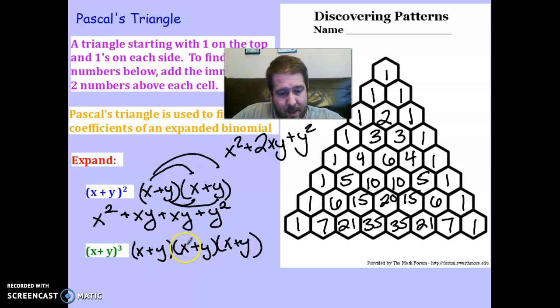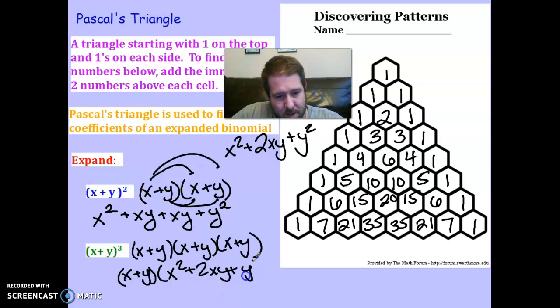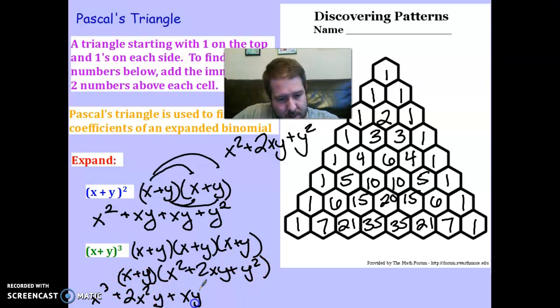Now, we already know that x plus y times x plus y is this. So we can really change these two into this. So that way we have x plus y times x squared plus 2xy plus y squared. Because like I said, we already did the math to multiply these two binomials, so that's this. I just replaced it. Now it gets a little bit tricky. So now I have to multiply each of these two terms by all three of these terms. So x times x squared is x to the third. And then x times 2xy is 2x squared y. And then x times y squared is xy squared.